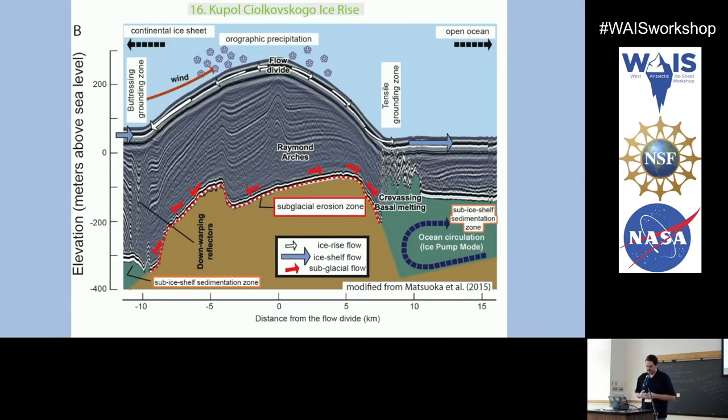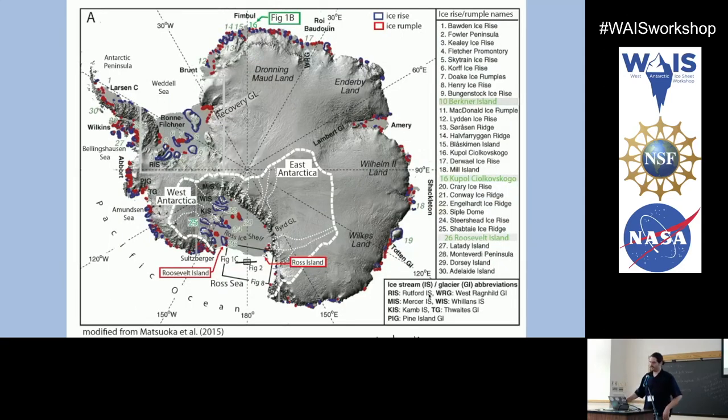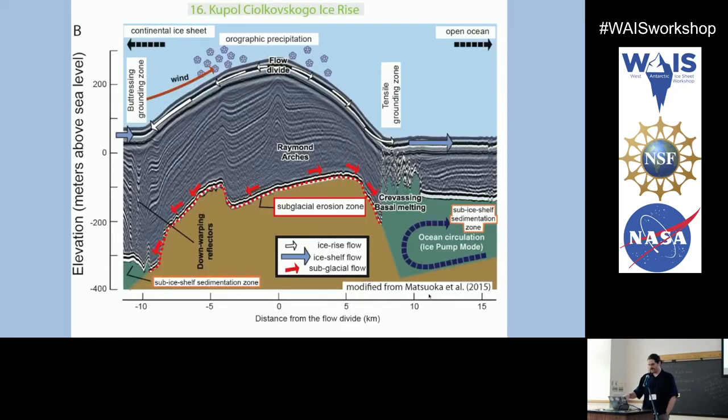Ice rises. Ice rises exist where an ice shelf becomes pinned on a submarine bank. So in this figure from Matsuoka et al., we have the Kupol Ciolkovskogo ice rise. I clicked the wrong thing. I thought it was going to be a pointer. So we've got the ice shelf pinned on top of the submarine bank, which is the brown shaded region at the bottom. And it's pinned from about 100 meters below sea level to about 350 meters below sea level.